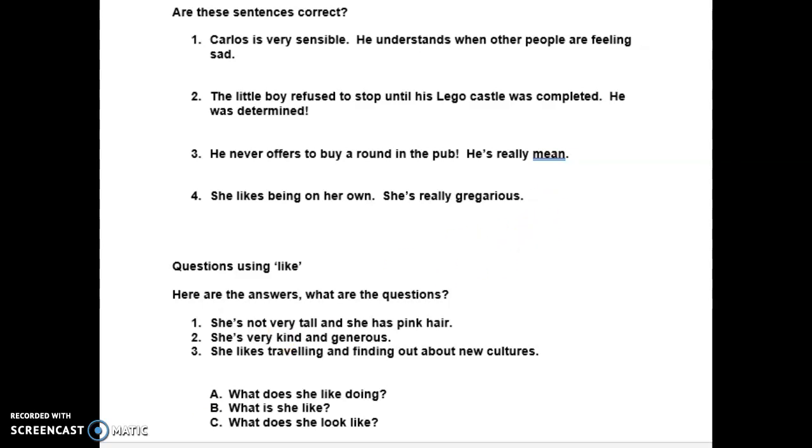It would be useful to do some pronunciation work on the questions as well. What does she like doing? What does she like doing? And what's she like? What's she like? We want our students to learn how to pronounce words and phrases like native speakers.